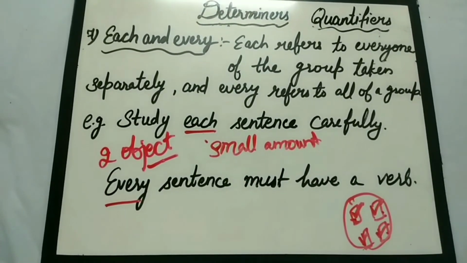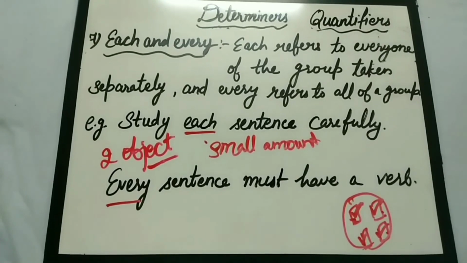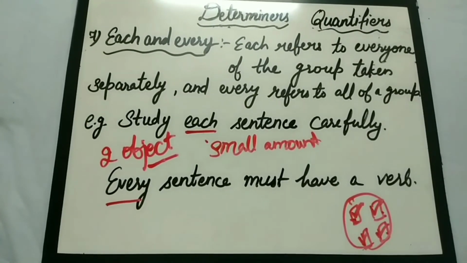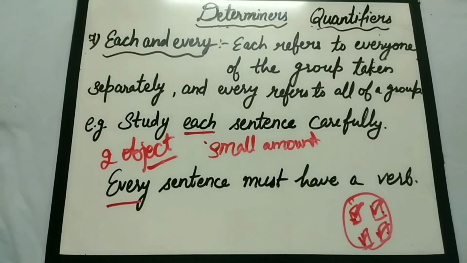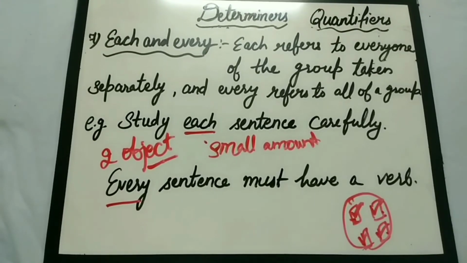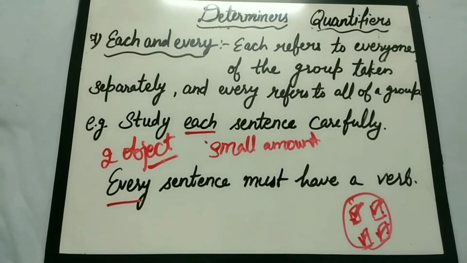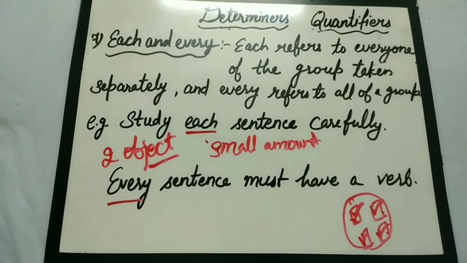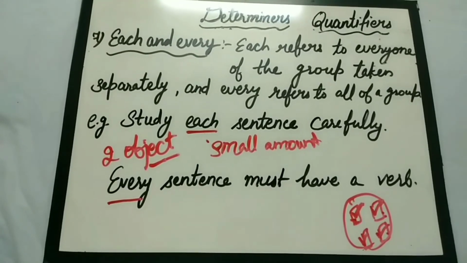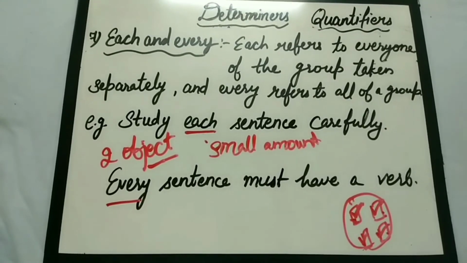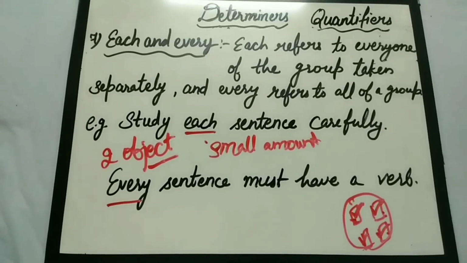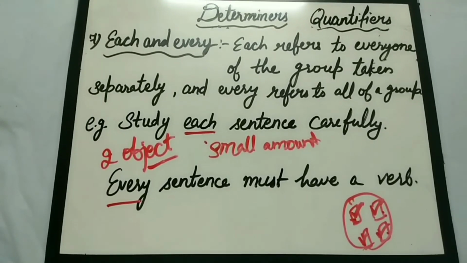Like if we talk about a game like football, in a football match each team has 11 players. So there are 2 teams in opposition, and each team has 11 players. Each is used when there are only 2 objects. And every is used to mean all in number, all the members. Every student has to take part in the activity.